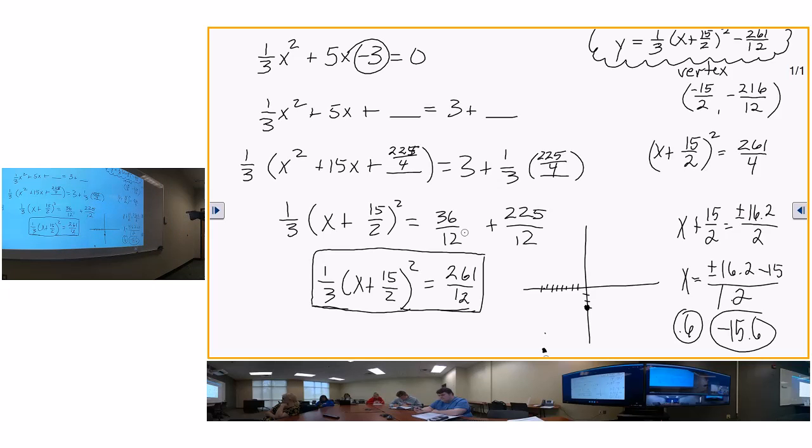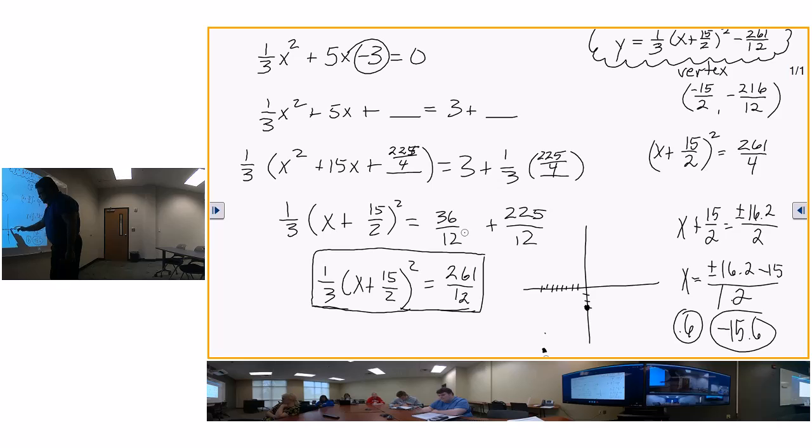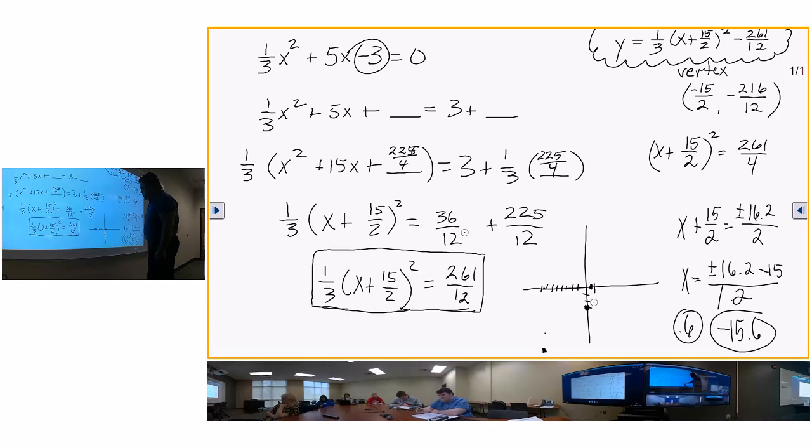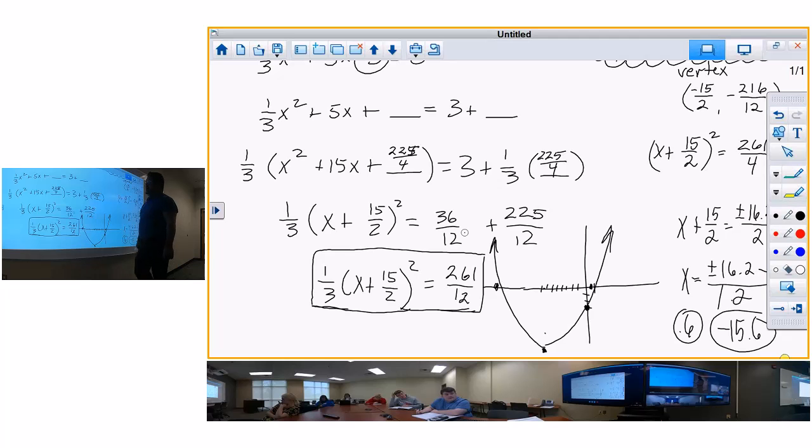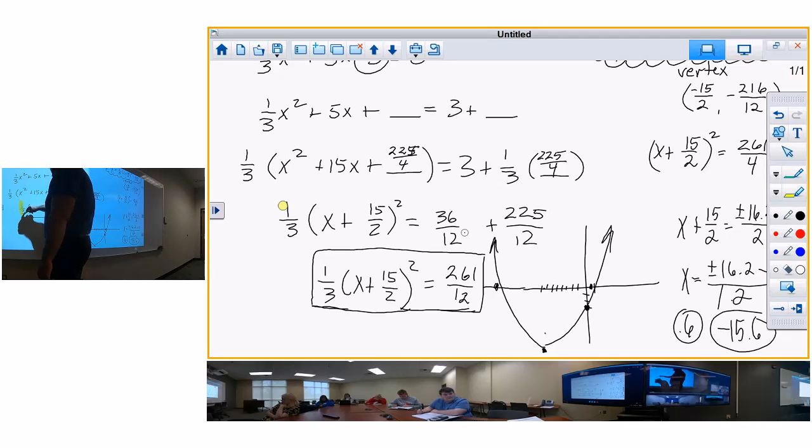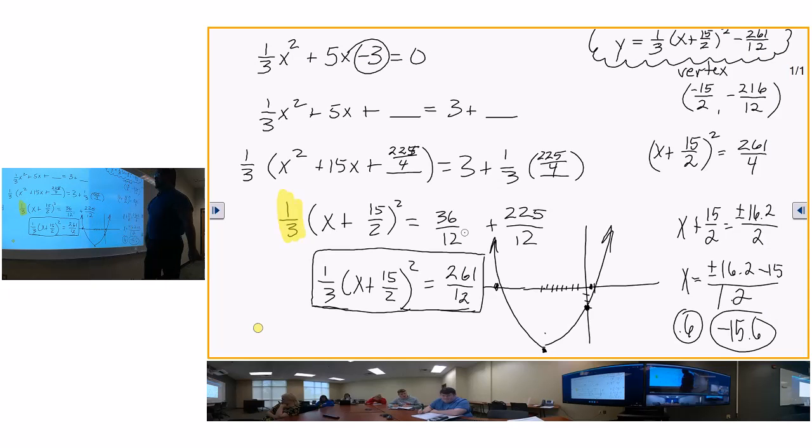And 0.6, 1.6 would be right here. And -15.6 would be way over here. Why is it so wide? Why is it wide, class? Because of the 1/3, Hubert. You're right, class. 1/3.